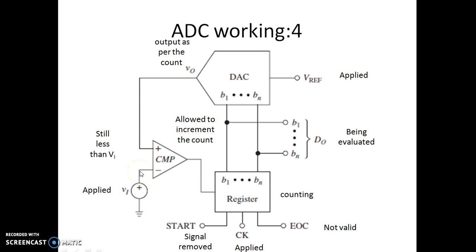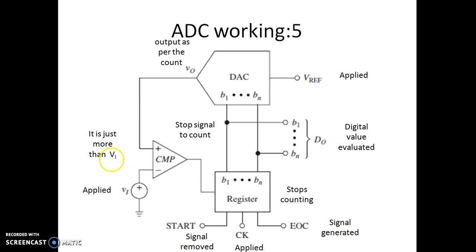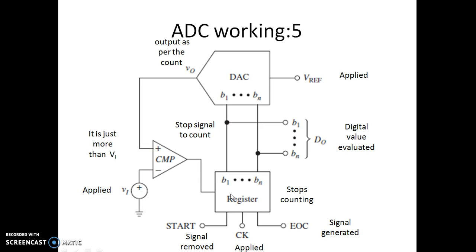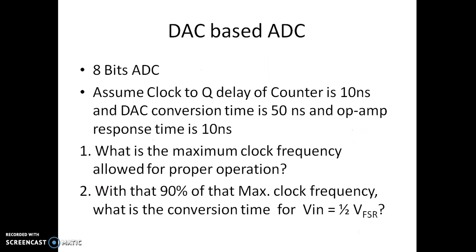Once it exceeds Vin, that is, when this V plus becomes more than V minus at the input voltage, it gives a signal to stop the count. Whatever binary count we have is the digital equivalent of this input voltage. Once that happens, the EOC will be generated to indicate the end of conversion. So the conversion has been completed.